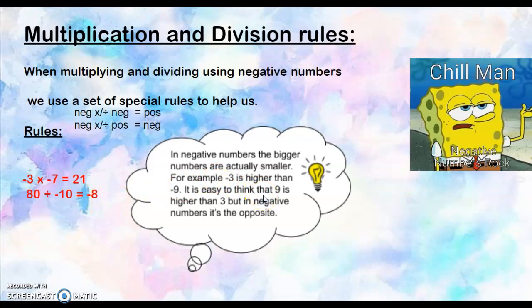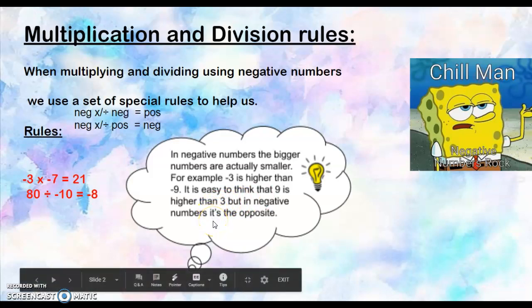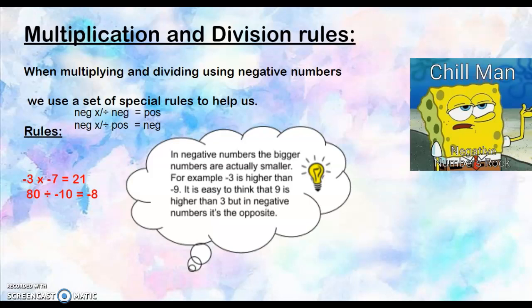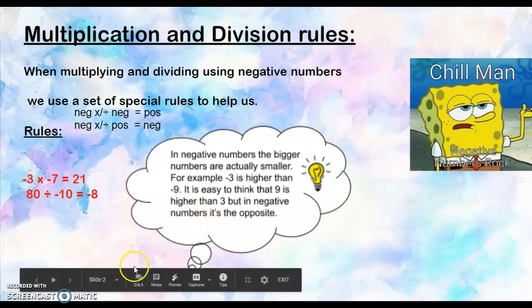In negative numbers, the bigger numbers are actually smaller. For example, minus 3 is higher than minus 9. It's easy to think that 9 is higher than 3, but in negative numbers, it's the opposite. For example, minus 10 is lower than minus 5. Minus 15 is lower than minus 7. So negative numbers are the opposite of the positive numbers.